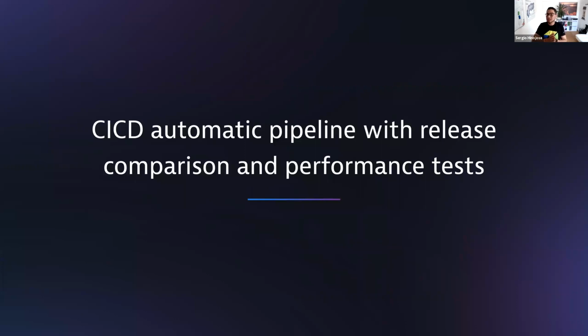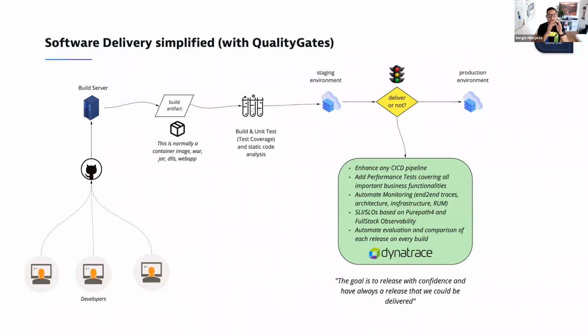So now let me explain the environment we're going to spin up. This is a very simplified view of a software CI/CD environment, right? You have your developers, and they commit their changes. We have a build server, which builds an artifact. You have your unit test coverage, even static code analysis, right? And then you promote into staging.